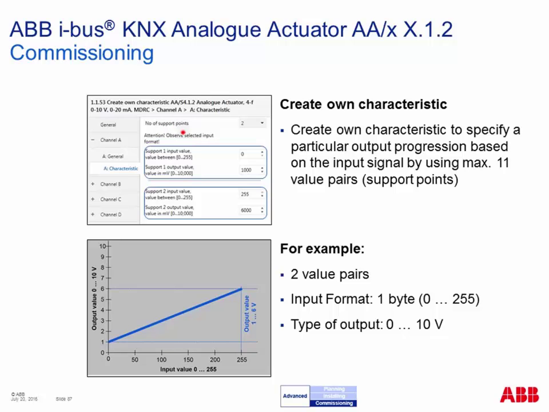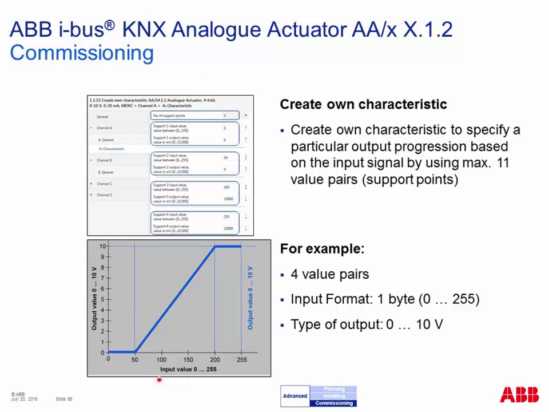And then we have the possibility to use up to 11 value pairs or support points. And then for example, we write here, the first support point is the beginning. When we have the value 0, our input value, then the output value should be minimum 1 volt. So we write 0 as our input value on the first support point. And our output value in millivolts, be careful, it is millivolts, 1000. And the second support point is at the end. So when we have 255, the output value should be 6000 millivolt. So that's why we write 6000. And then our output value is between 1 and 6 volt, depending on our input signal. So this is a nice feature, for example, when we use only 2, the beginning and the end of our value pairs. We can do more.